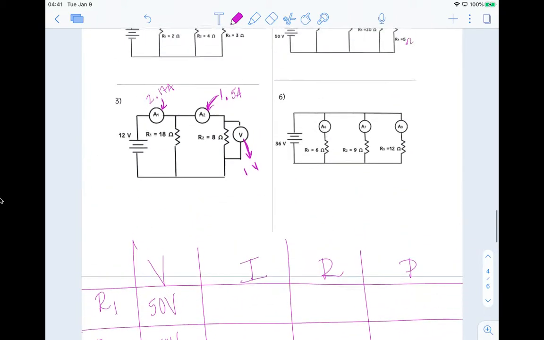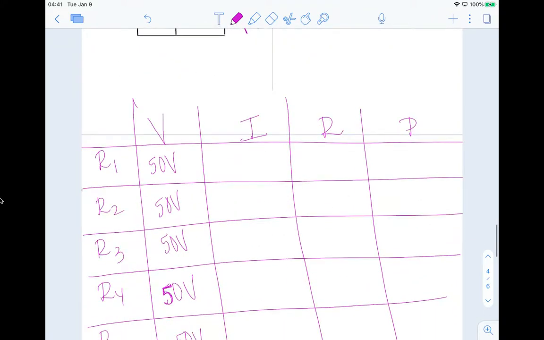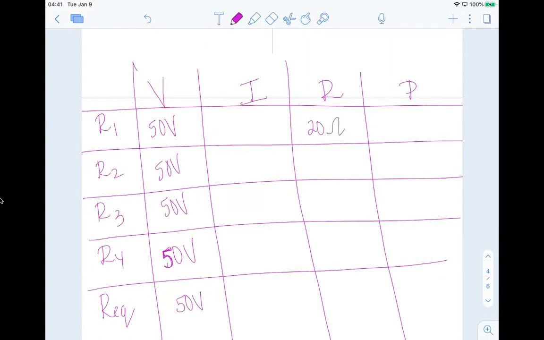So what did I say? We have 20, 10, 20, and 5 ohms.